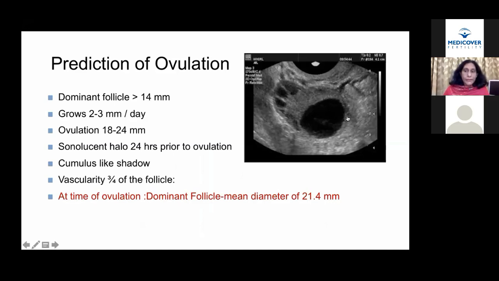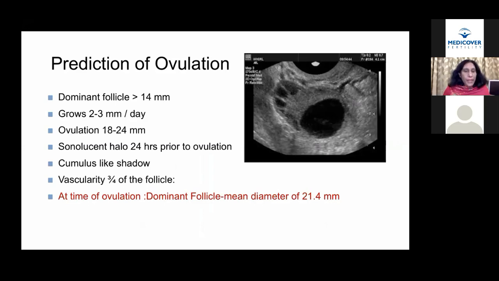But if this is an IUI cycle or an ovulation induction, then how do we predict ovulation? As I've said, once the dominant follicle is more than 14 millimeters and we are expecting a 2 to 3 millimeter per day increase in size, we call them for regular monitoring.